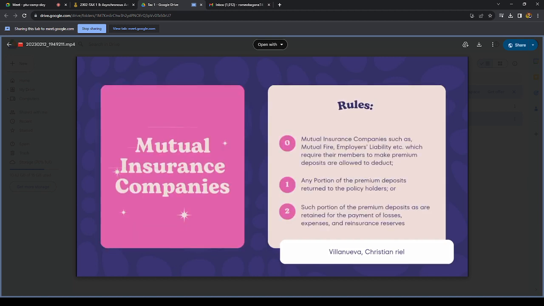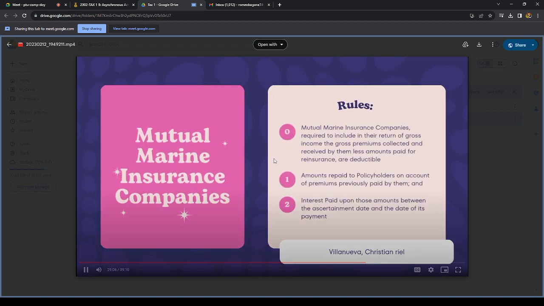Mutual insurance companies. Mutual insurance companies other than mutual life and mutual marine companies, such as mutual fire, employers liability, workmen's compensation, and casualty insurance companies which require their members to make premium deposits to provide for losses and expenses, are allowed to deduct from gross income: 1. Any portion of the premium deposit returned to the policyholders. Second rule, such portion of the premium deposit as are retained for the payments of losses, expenses, and reinsurance services. You can see it in Section 37B, NIRC Section 127.